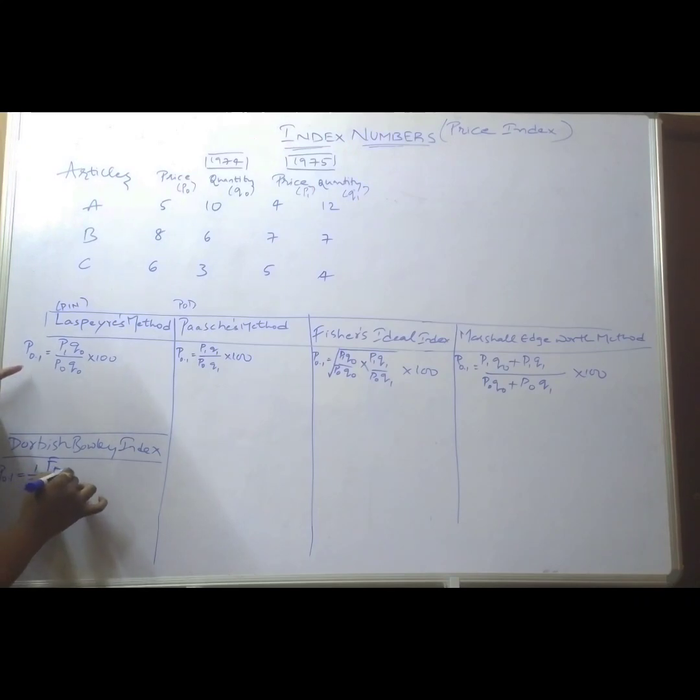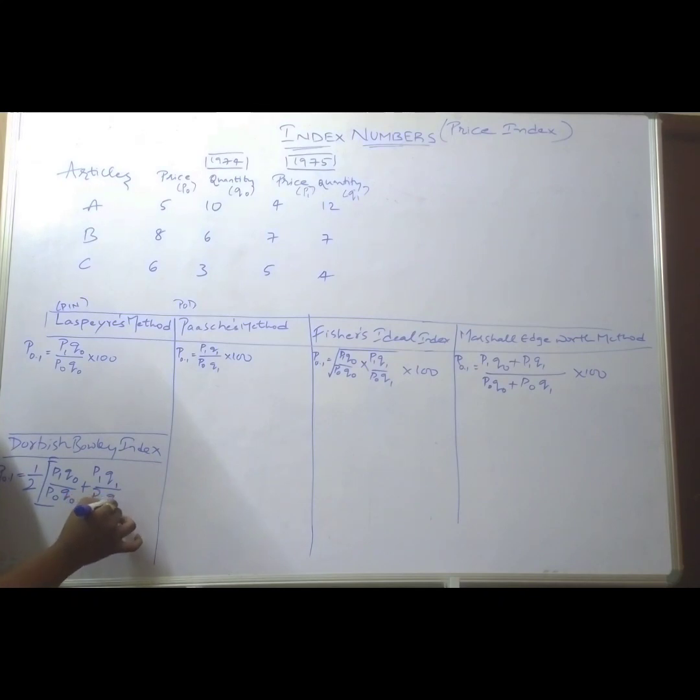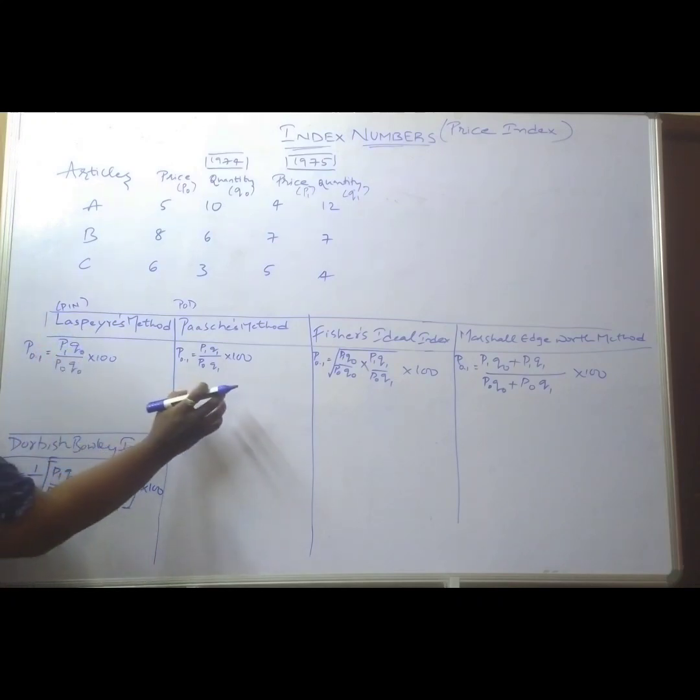Now P1 Q0 divided by P0 Q0 plus P1 Q1 divided by P0 Q1 into 100. So this is how you have to remember your formula. Now all these things we have to find out.